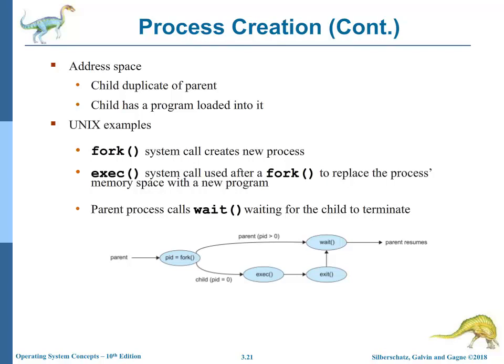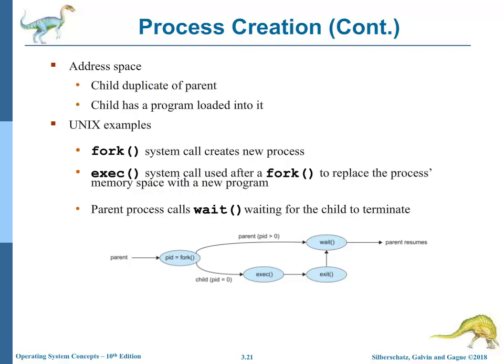There are two address space possibilities for the new process. The child process is a duplicate of the parent process. It has the same program and data as the parent. Or the child process has a new program loaded into it. In Unix, we have seen each process is identified by its process identifier, which is a unique integer, the PID. A new process is created by the fork system call. The new process consists of a copy of the address space of the original process.